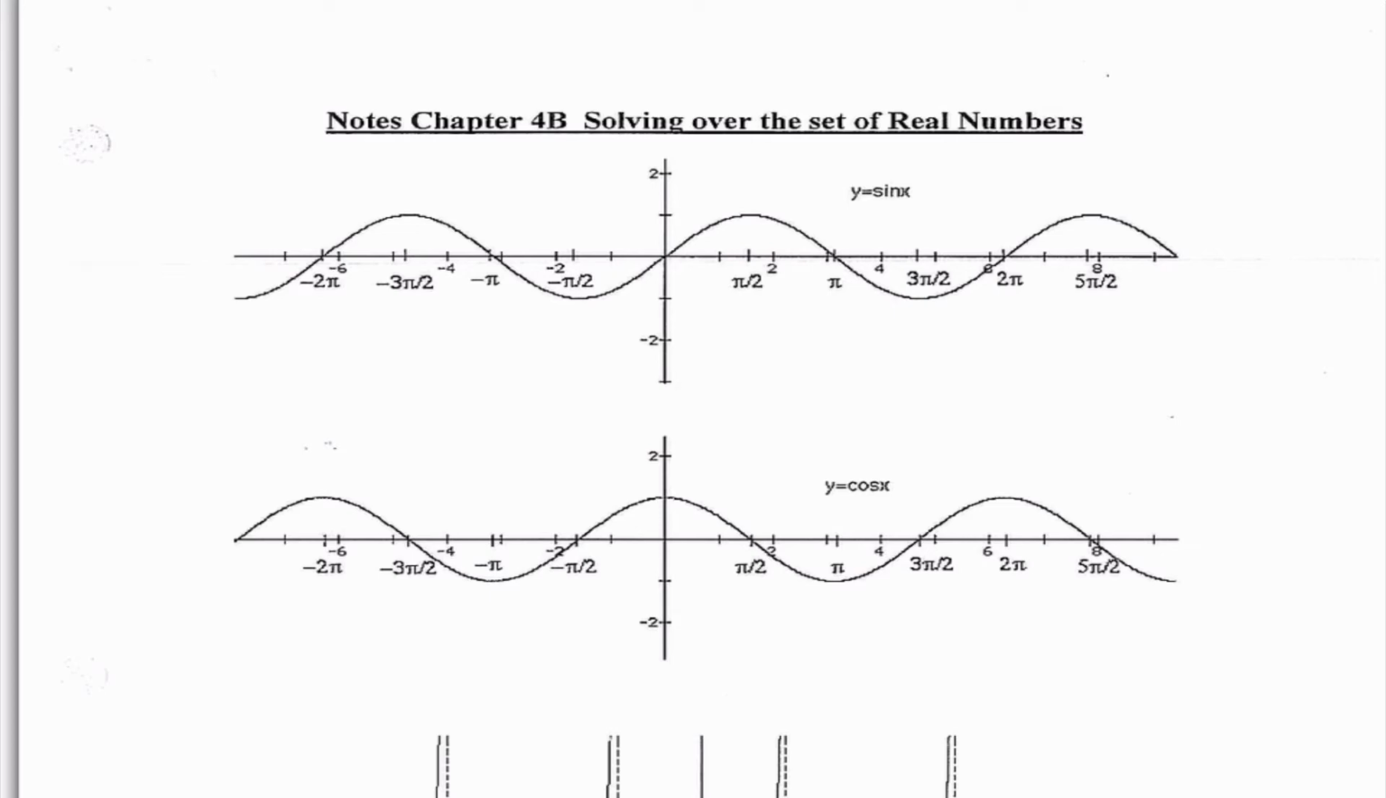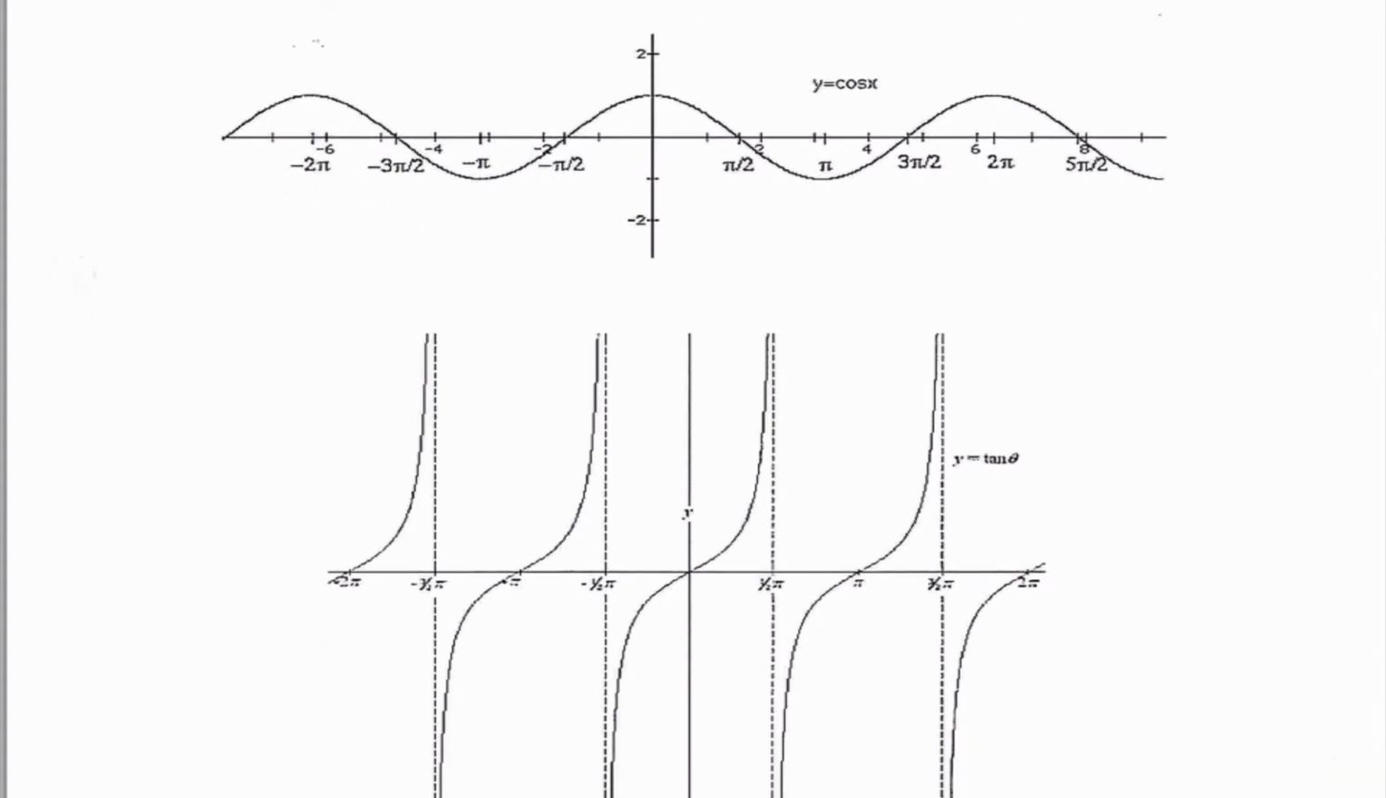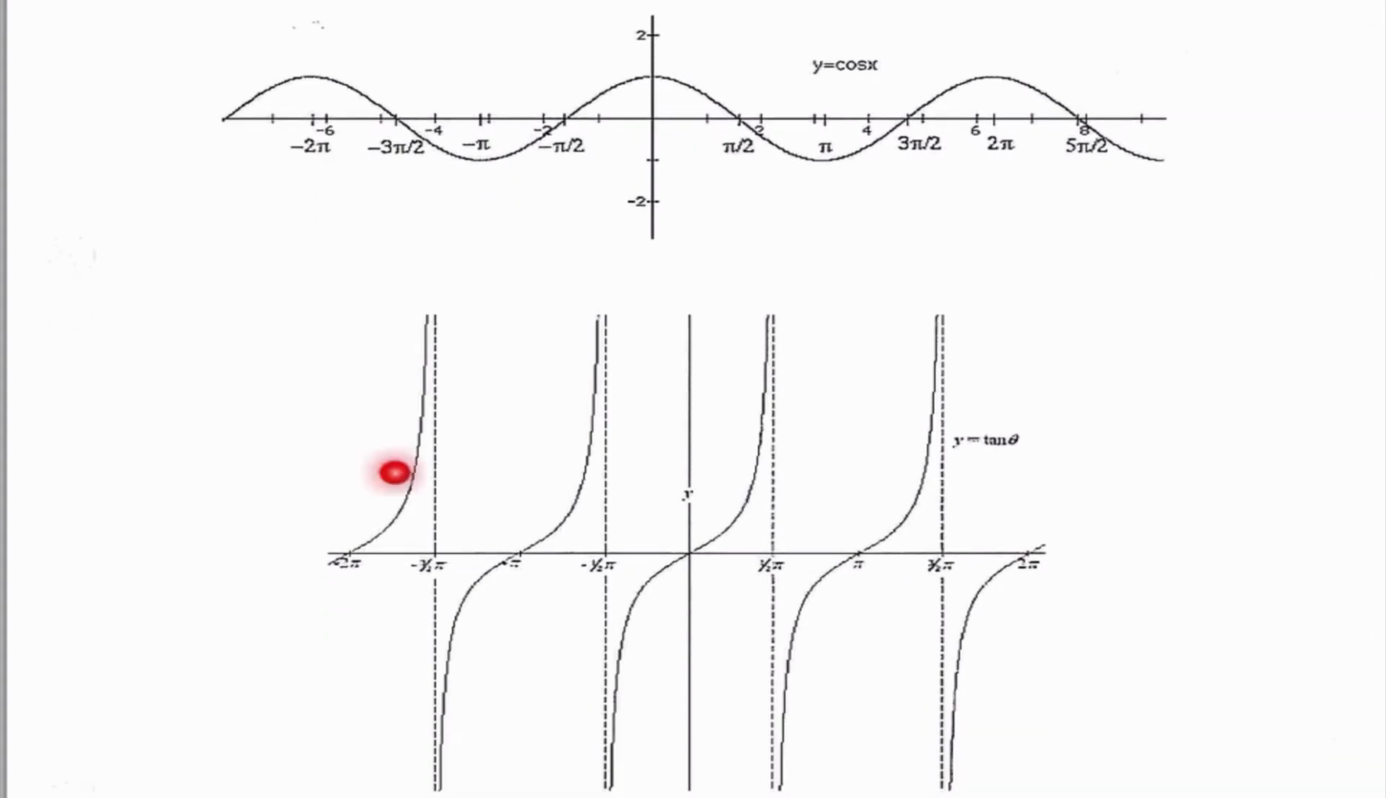It's Miss Miklos here, and this lesson is over solving. And in order to solve, we're going to have to think back to last chapter when we learned about our sine graphs, our cosine graphs, and our tangent graphs. So we're definitely going to use these three graphs to help us out in determining what our solutions are going to be.